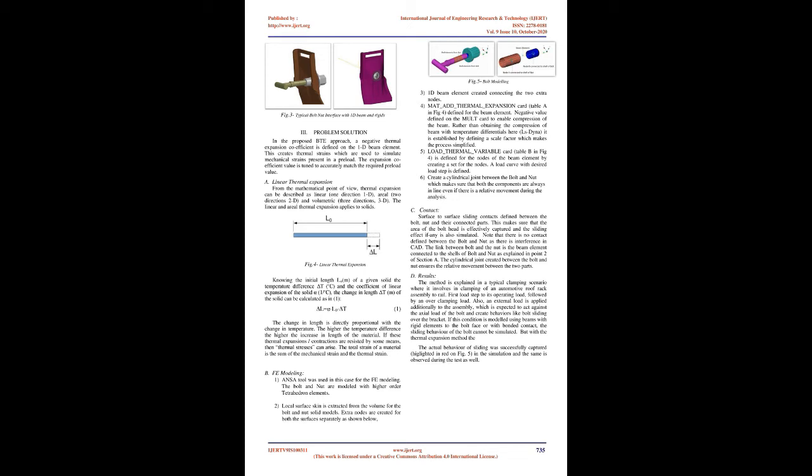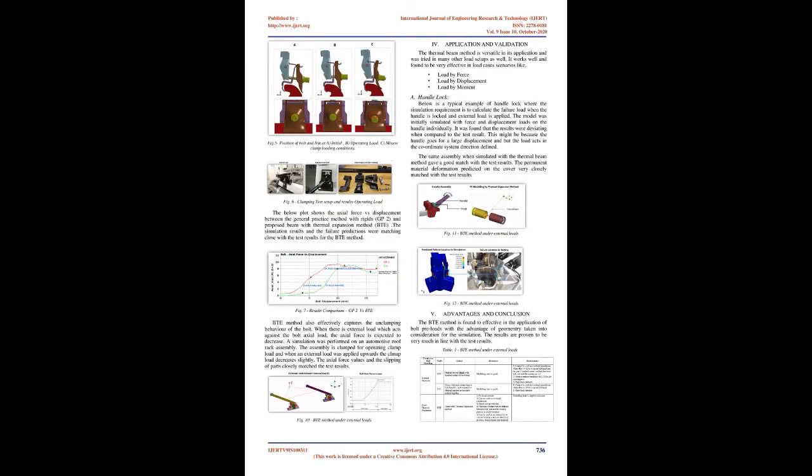FE modeling. 1. ANSA tool was used in this case for the FE modeling. The bolt and nut are modeled with higher order tetrahedron elements. 2. Local surface skin is extracted from the volume for the bolt and nut solid models. Extra nodes are created for both the surfaces separately as shown below. 3. 1D beam element created connecting the two extra nodes. 4. MAT_ADD_THERMAL_EXPANSION card, table A in Fig 4, defined for the beam element. Negative value defined on the multiplier card to enable compression of the beam.